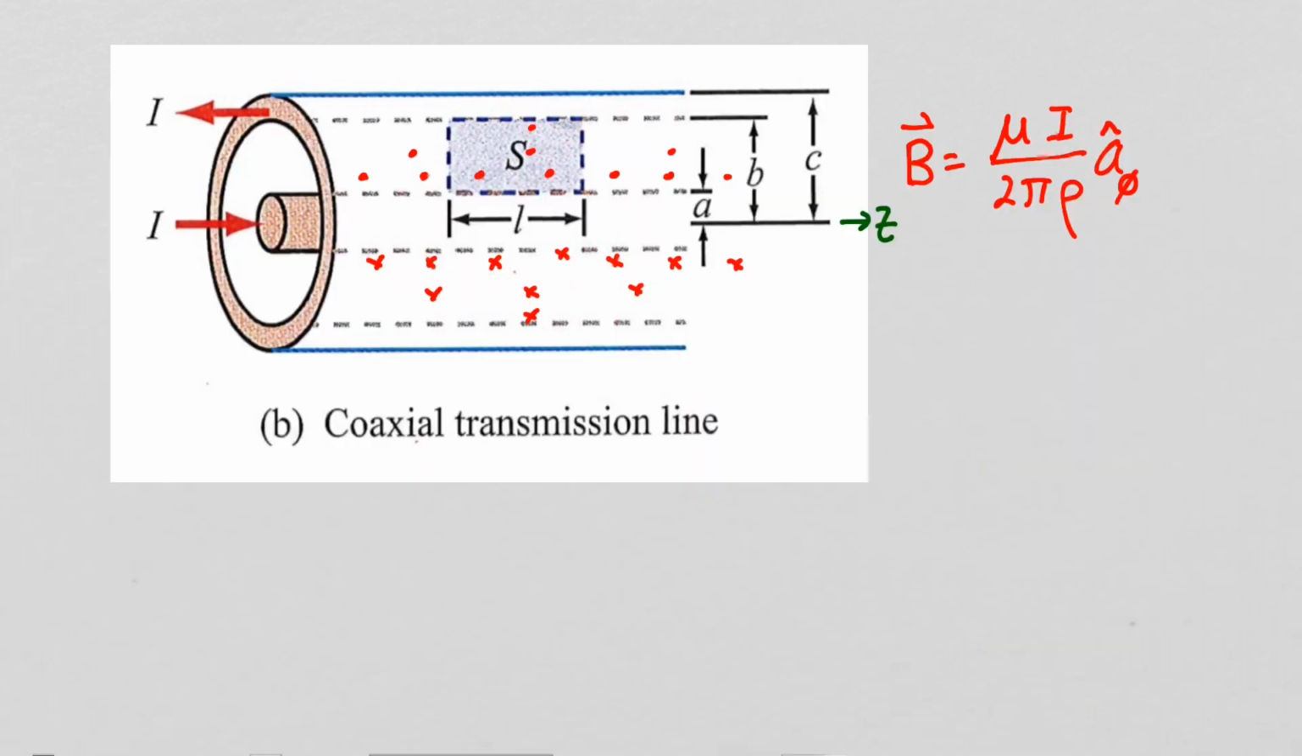We'll find the inductance of a segment of length L and divide by that length L to get the inductance per unit length. Since the flux coming out of the page above the center conductor is the same flux going into the page below the center conductor, we just have to find the flux through this surface S here. So to get the total flux, we just integrate B dot dS over this surface S.